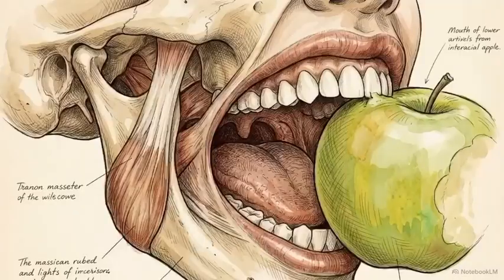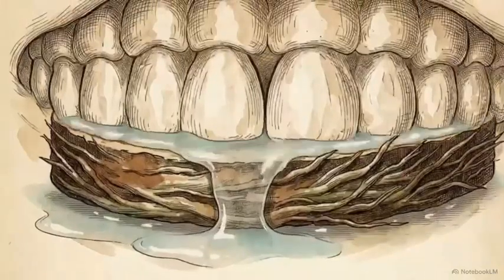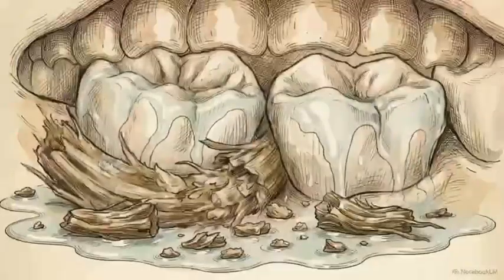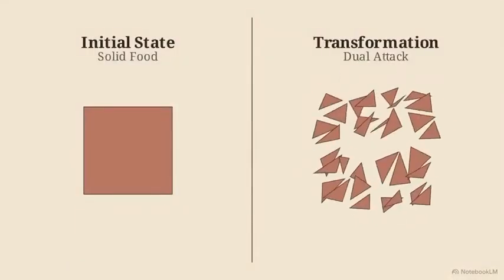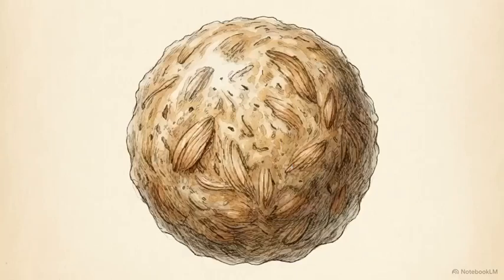The moment food enters the mouth, the body deploys a 2-pronged attack. The teeth physically crush the material, while saliva introduces the first wave of chemical enzymes to begin dissolving carbohydrates. This dual attack rapidly changes the physical state of the food. The solid meal is mashed into a soft, wet sphere known as a bolus.